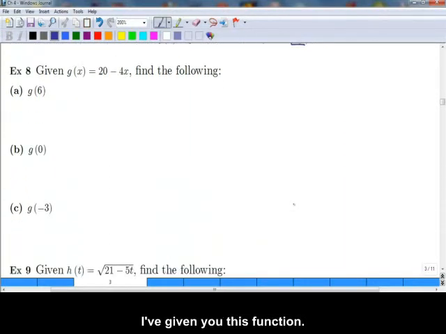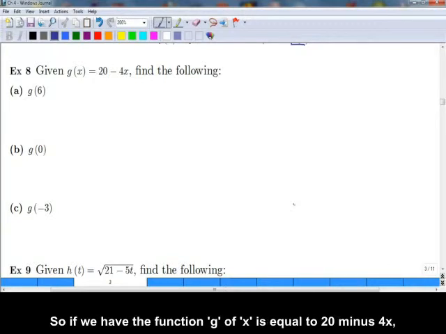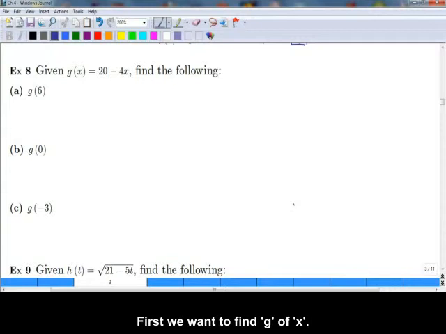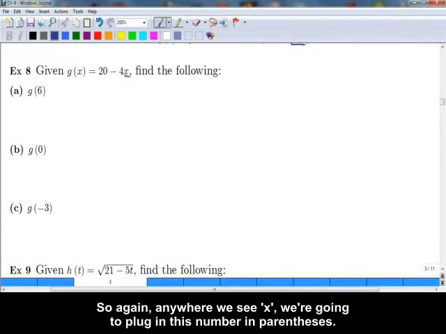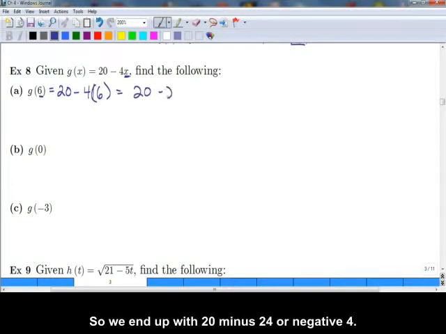I've given you this function. F is not the only letter we can use. Often G and H are also used to define functions. So if we have the function g of x is equal to 20 minus 4x, we want to find the following. First, we want to find g of 6. So again, anywhere we see x, we're going to plug in this number in parentheses. So in this case, we are going to have 20 minus 4 times 6. So we end up with 20 minus 24, or negative 4.